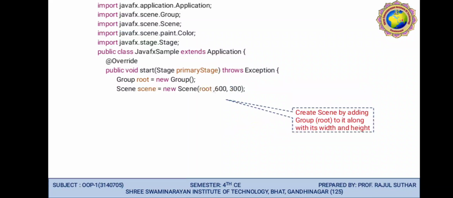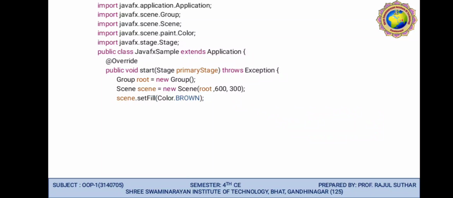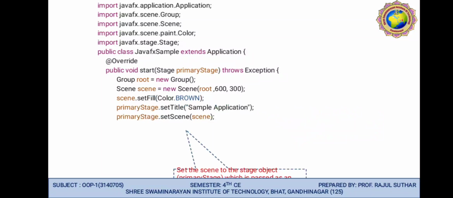Create a scene by adding the group. The first element is called the parent element. Root is the parent node, along with the width and height. The second is the width and the third parameter is the height. Scene dot setFill, we set the color to brown. Then primaryStage dot setTitle, sample application.